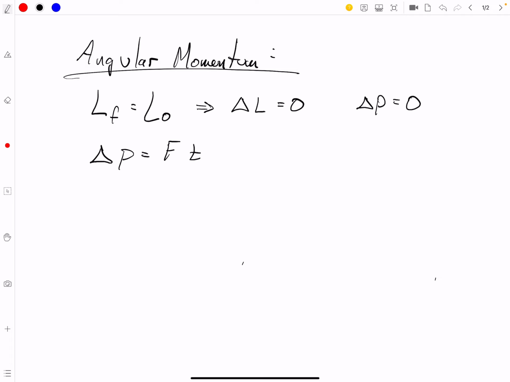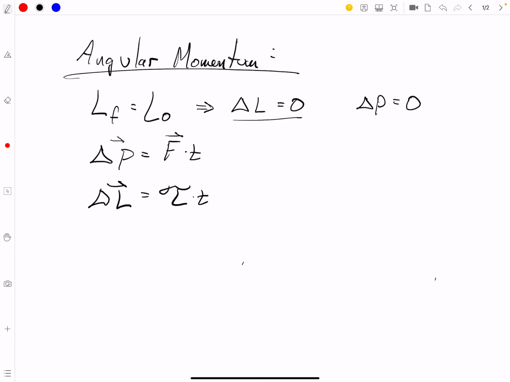F times T. So if we have a force, and that force is times time, that's going to be our change in linear momentum. Well, the same thing happens. Delta L equals our torque times time.